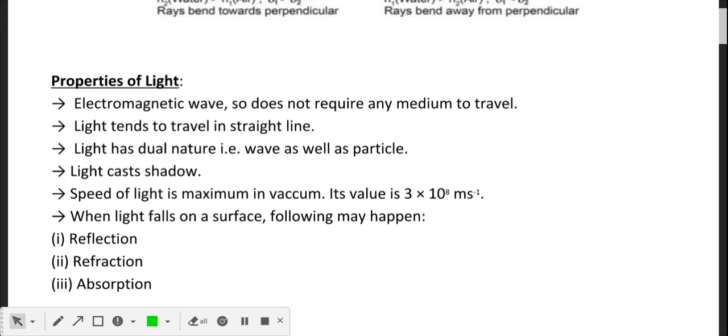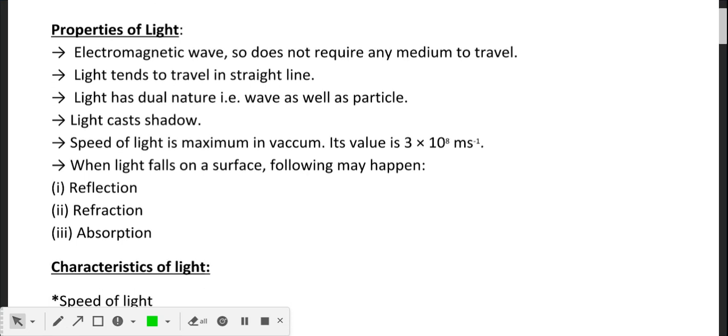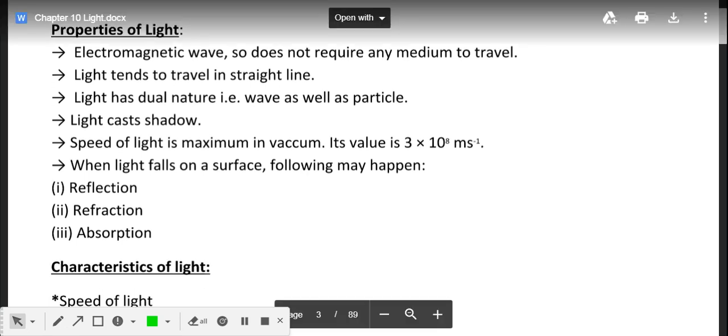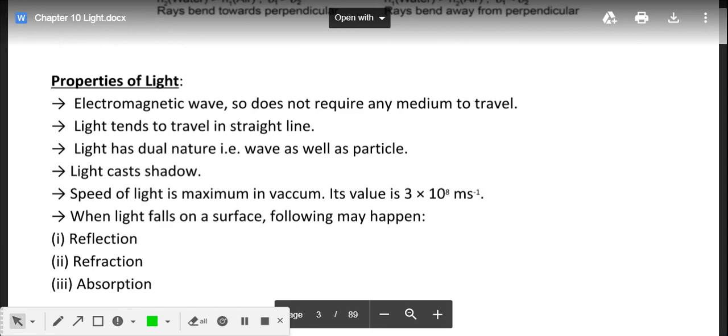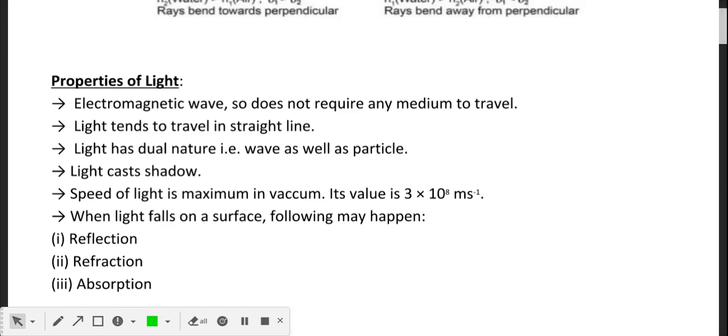Next topic is properties of light. I hope you are clear with all the topics that we have just discussed, right? So, properties of light is the next topic. That's an important topic, but not according to the 10th class. But still, we have to know what kind of properties a ray of light is showing.